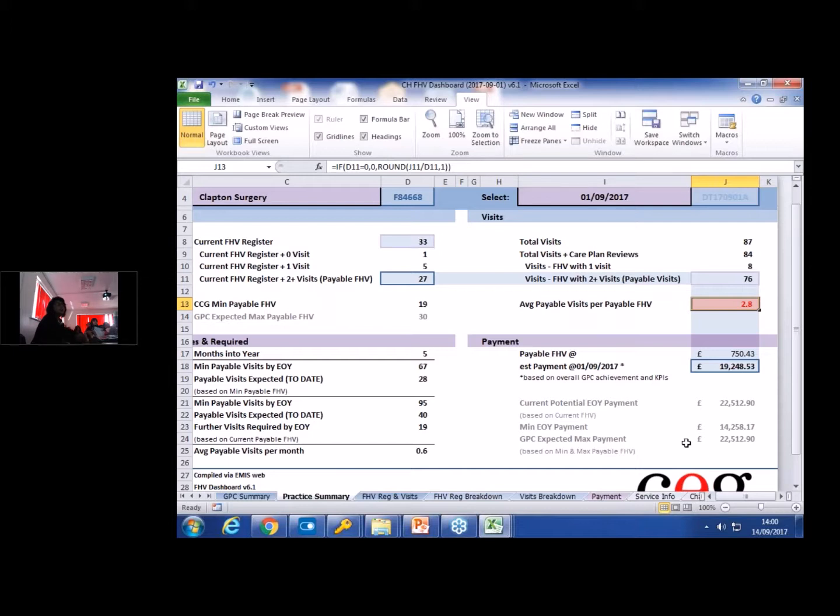Here you have an estimated current potential end-of-year payment, which is based on your Frail Home Visits register. And your GPC expected maximum payment is based on your minimum and maximum payable Frail Home Visits registers, so based on these numbers. So this is the most useful page on the Frail Home Visits dashboard.